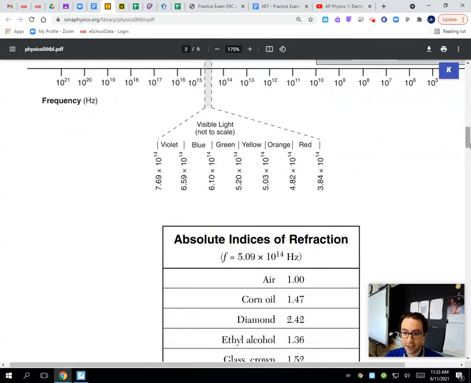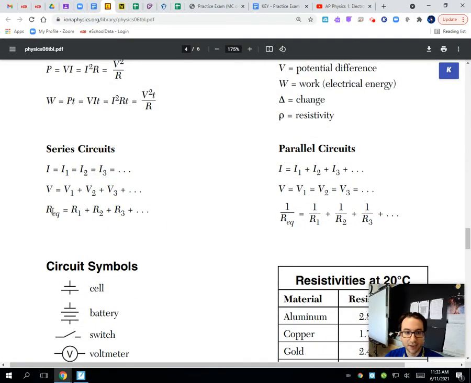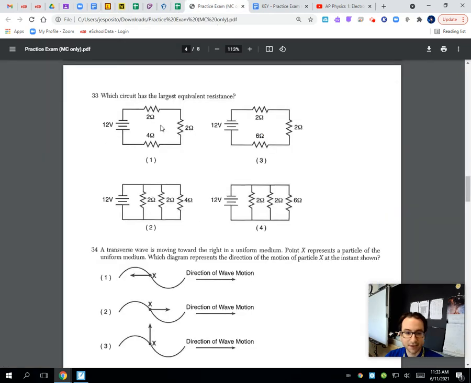If you don't remember how to add resistance in series and parallel, you have it right here on page 4 of your reference tables. Here's resistance in series, there's resistance in parallel. Looking at the circuits, I would just add them all up one by one. For series, I'm adding them together. 2 plus 2 plus 4, that's 8. 2 plus 2 plus 6 is 10. Okay, so we have an 8 and a 10.